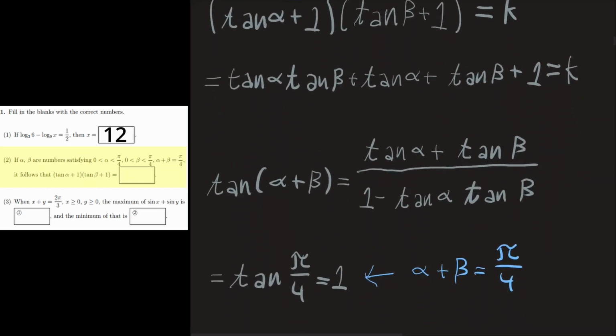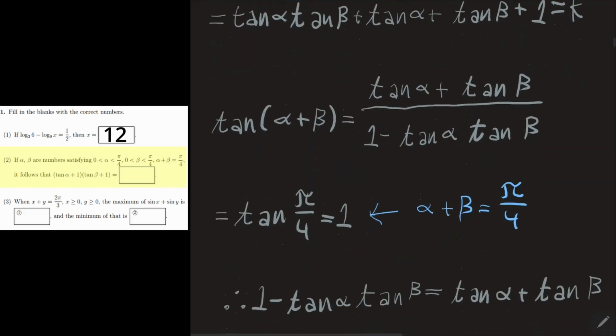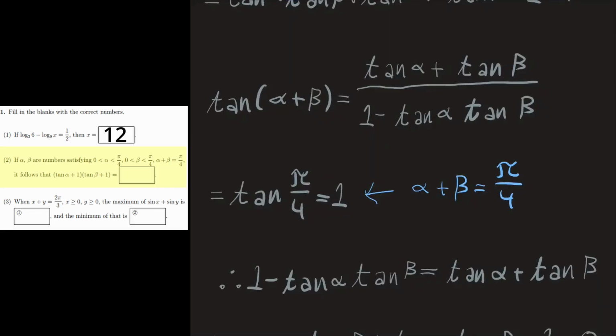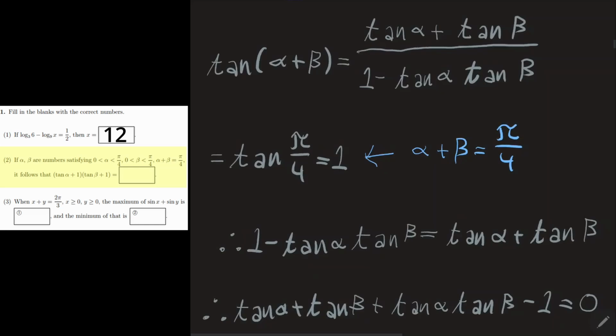And then I also use the fact that the question says that alpha plus beta is equal to pi over 4. Therefore, tangent of alpha plus beta is just equal to tangent of pi over 4, which is just equal to 1. And so that means that, of course, this whole fraction right here that we just found from the identity is just equal to 1. And so now that we know this equals 1, I multiply both sides by the denominator to get rid of the fraction.